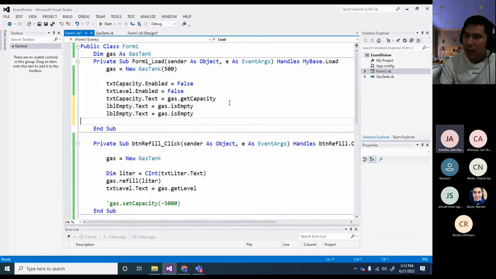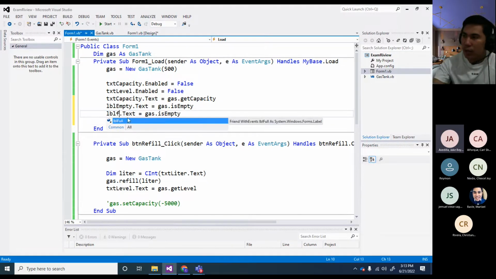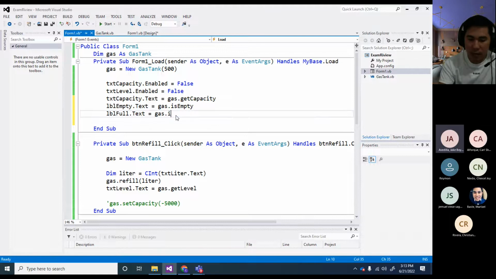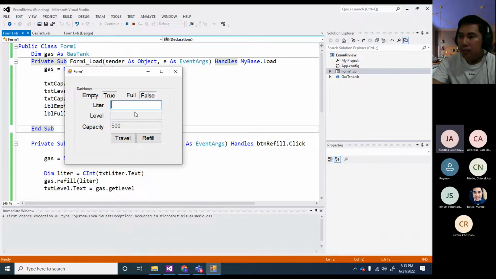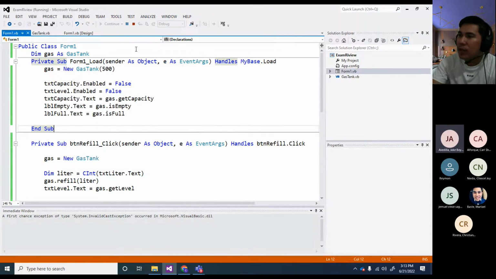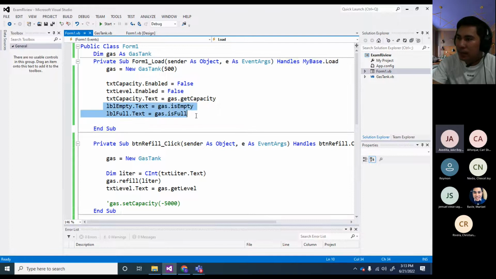The other one, LBL full, gas that is full. Ayan. So, let's input 400 refill and then 100. So, oy, wala change. Okay, it didn't change. It wasn't called again here.